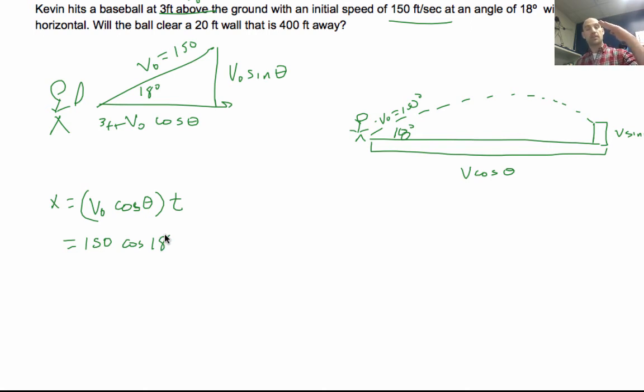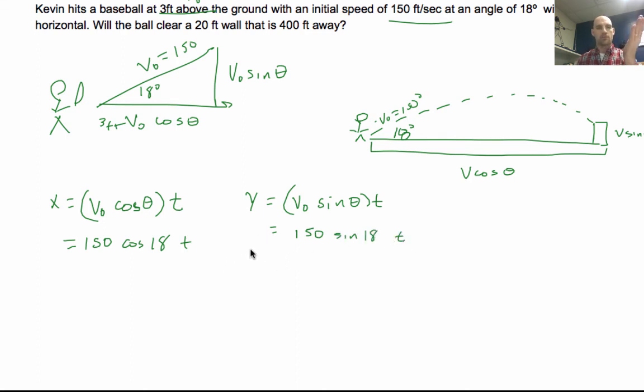Well, how long does it fly like that? I don't care about 10 seconds. I don't care about 1 second. I care about how long it takes to get to the wall, because when it's at the wall, I need to know its horizontal position. So I've got 2 simultaneous things going on. My horizontal position, how far the ball has flown, is equal to 150 cosine 18 times t. And my vertical is 150 times the sine of 18 times t.